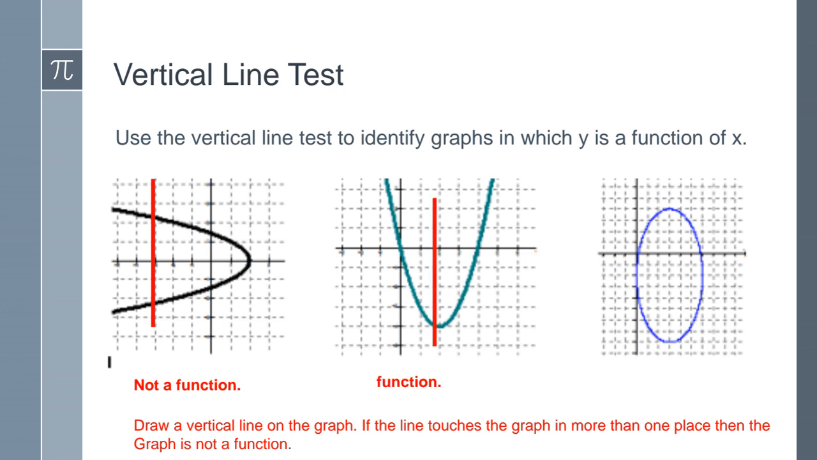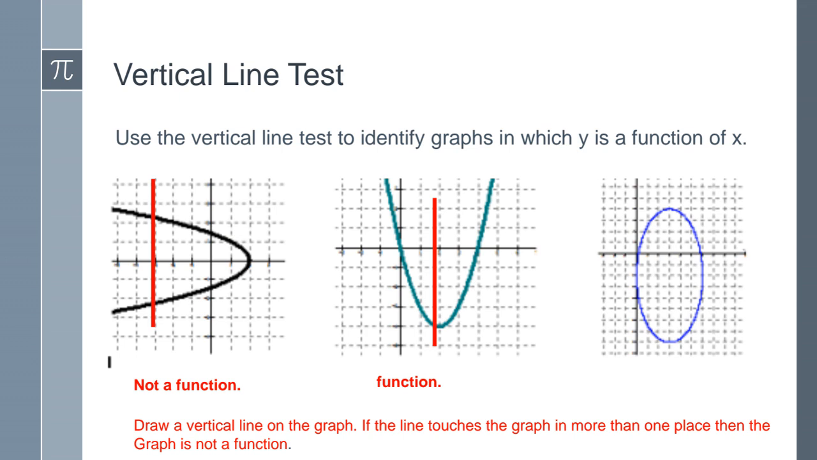Now, if I look at the second one here, if I do an imaginary vertical line for this one and I traverse it throughout the graph, if I just go from left to right, my imaginary line, or in this case, my red line, is only going to cross my graph at 1 point. So that means that every x value only has one y value. So hence, that second graph is a function.